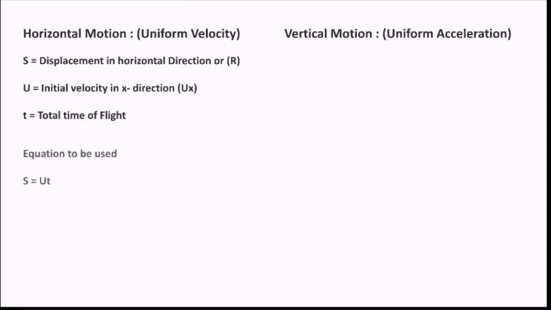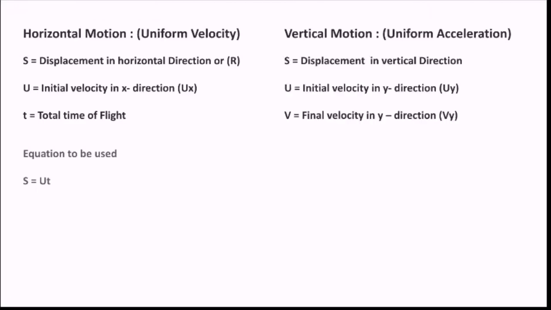Now the vertical motion is a uniformly accelerated motion because the particle is continuously acted on by the gravitational pull, that is, gravitational acceleration will always be acting on the body. While analyzing the vertical motion, we need to find out 5 different parameters, which are: first, displacement in vertical direction, that is S; U, initial velocity in y direction, that is uy; V, final velocity in y direction, that is vy; A, acceleration due to gravity, that is g, which will be constant; and T, that is again total time of flight.